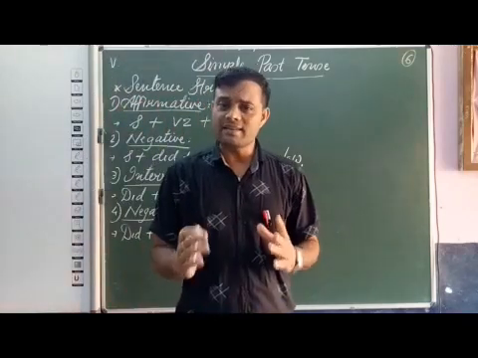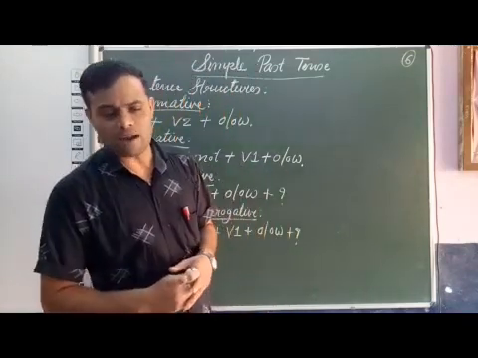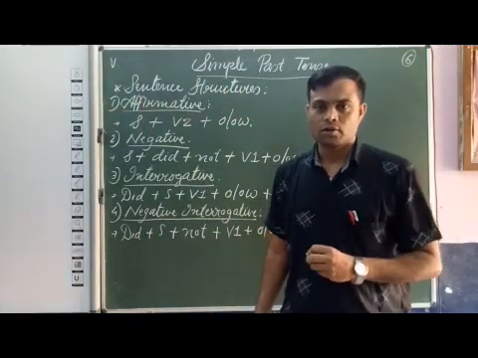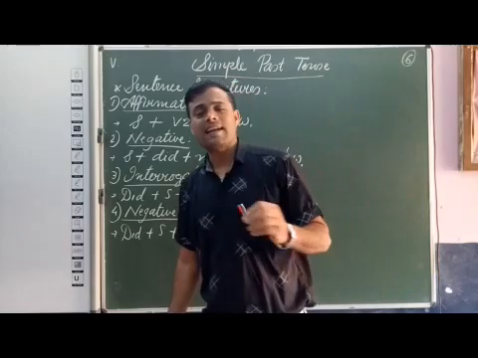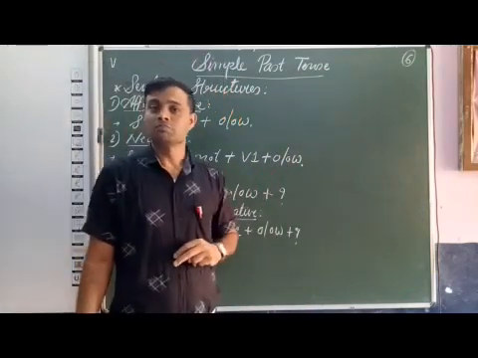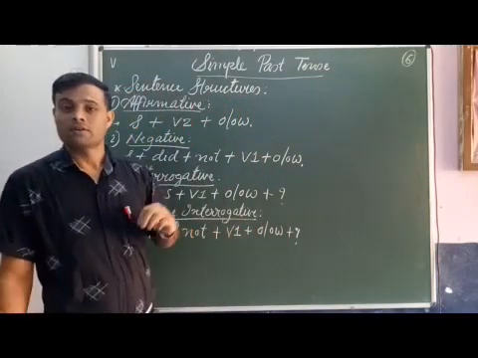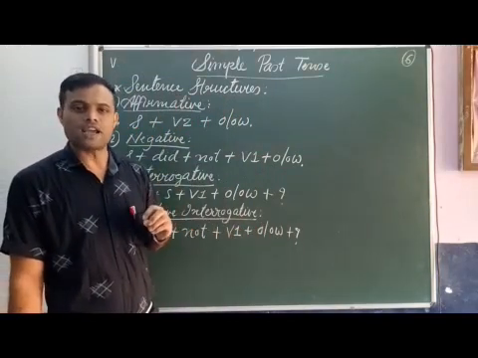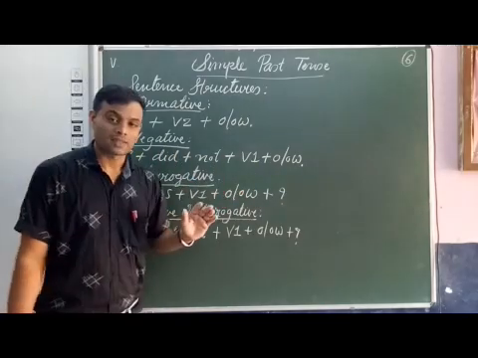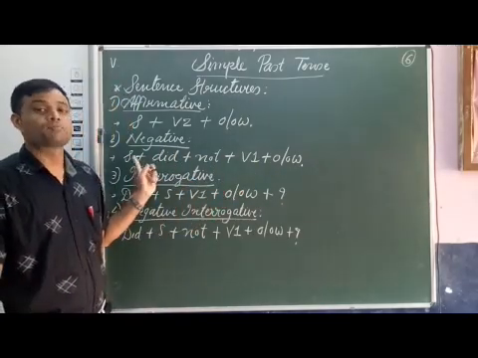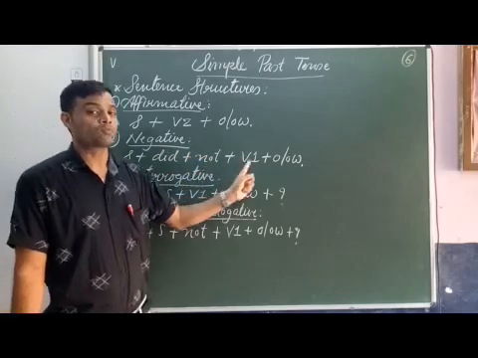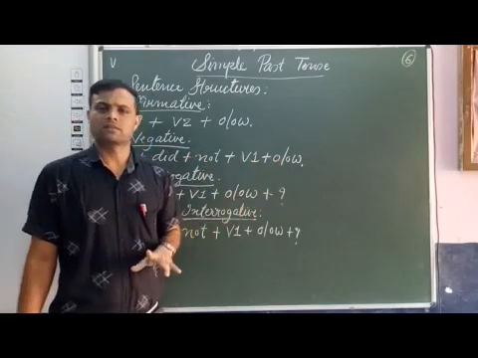To make it negative, we have to use helping verb did and not. So the negative sentence structure is subject, did, not, V1, object, other words and full stop. See here, subject, did, not, V1, object and other words.